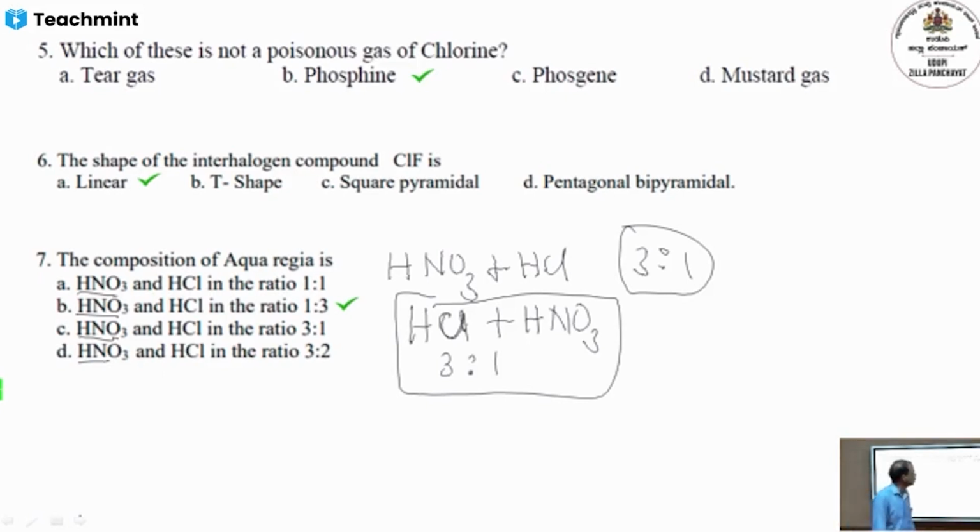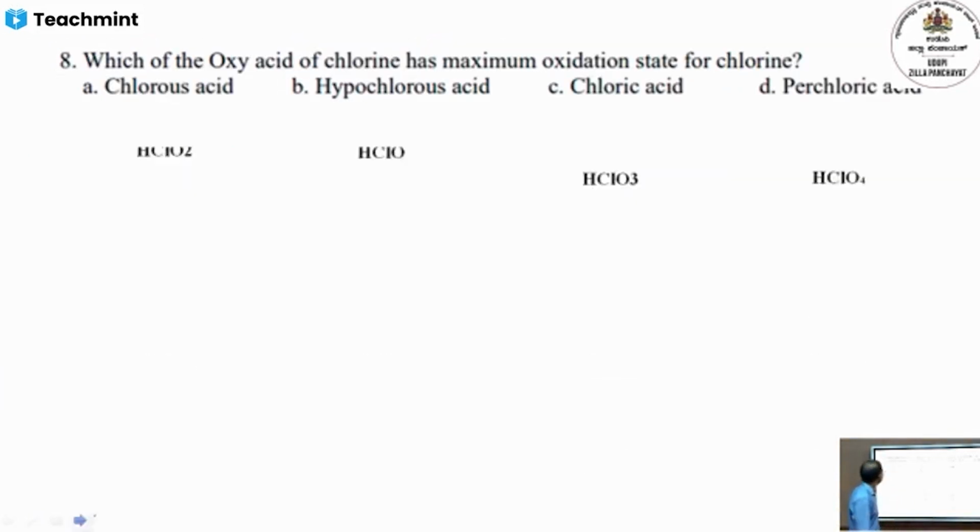And next is, which of the oxy acids of chlorine has the maximum oxidation state of chlorine? Once again, here you must know the formula: chlorous acid, hypochlorous acid, chloric acid, perchloric acid. Without remembering the formula, you may not be able to get the answer for this. After writing the formula, you should be able to calculate the oxidation state here.